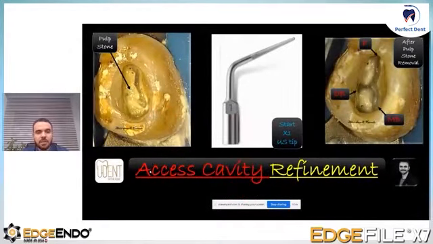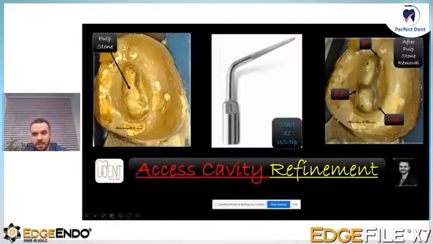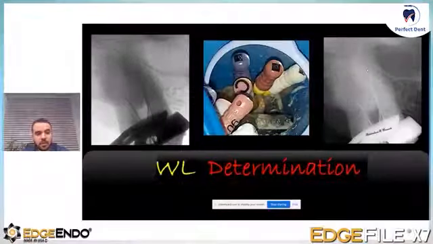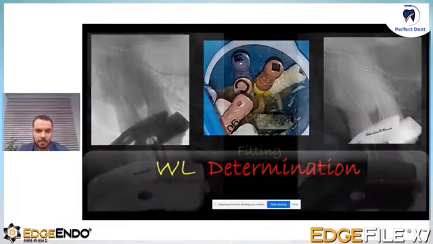The access cavity was refined and the pulp stone or calcification was removed by ultrasonic. I found the mesiobuccal, distobuccal and the palatal canal. The mesiobuccal and distobuccal canals were severely curved. I negotiated the canal starting with files 6, 8, 10 K file, and then used the glide path files, Edge glide path, to make micro reproducible glide paths.